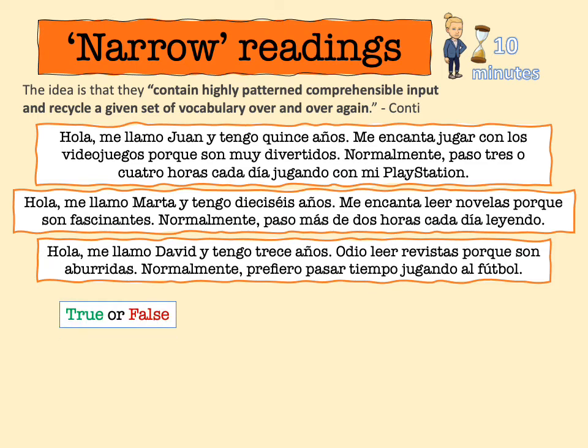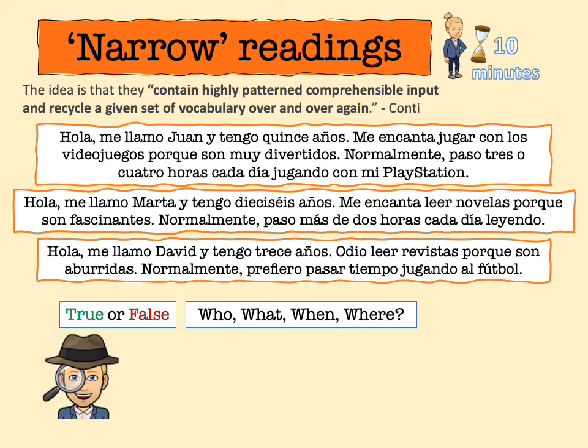So they might need to respond to whether statements are true or false. They might need to look for who does certain things, what certain things are done, when or where they happen. And they might need to be able to use superlatives to say the most sporty person is, the least sporty person is, and statements like that.